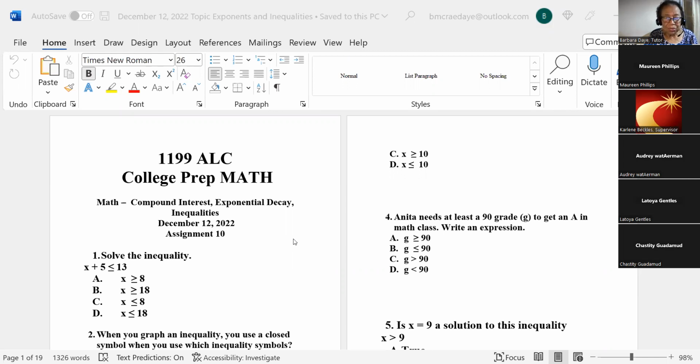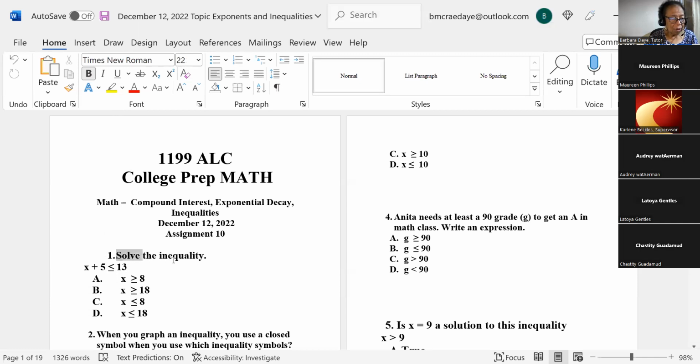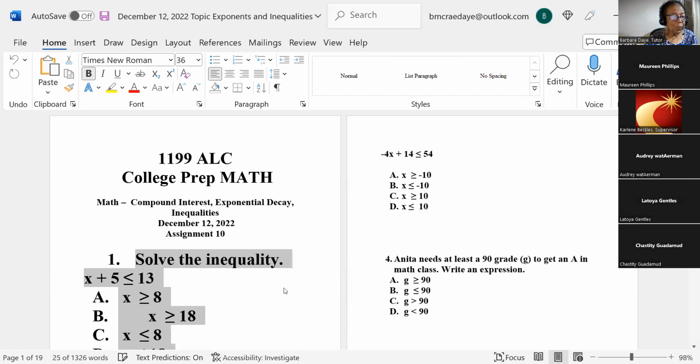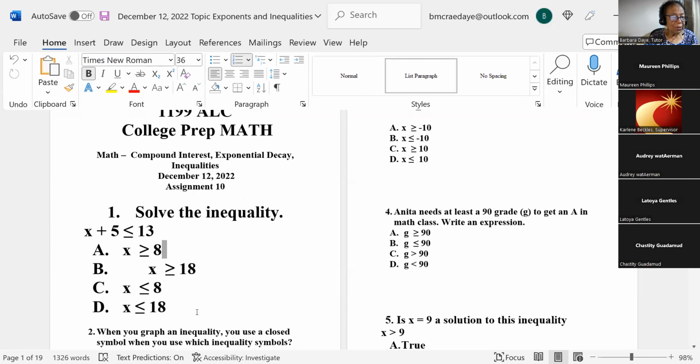Does everybody see the screen? It's too small. Yes, but I just want to know if you see it. I can make it bigger. Does everybody see it? Okay, so I plan to make it bigger. I just want to make sure everybody can see. Okay, so let's just make this bigger so everybody can see it. All right, Maureen, a lot better? Yeah. Okay.